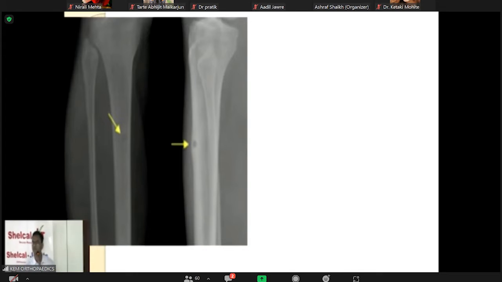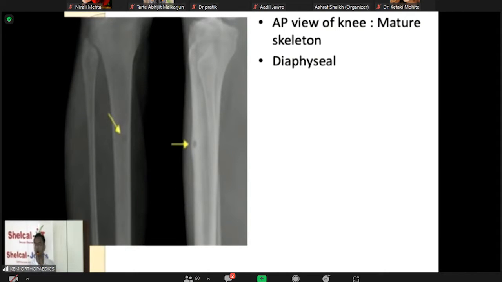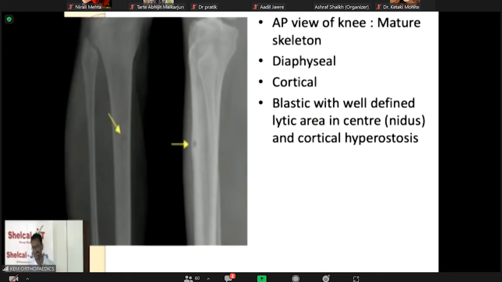This is an X-ray of tibia and fibula of a mature skeleton, suggestive of a cortical defect located eccentrically, located in the diaphysis. It is central. What do you feel? Central. So it's cortical. Eccentric. Okay, fine. I'm giving you now.